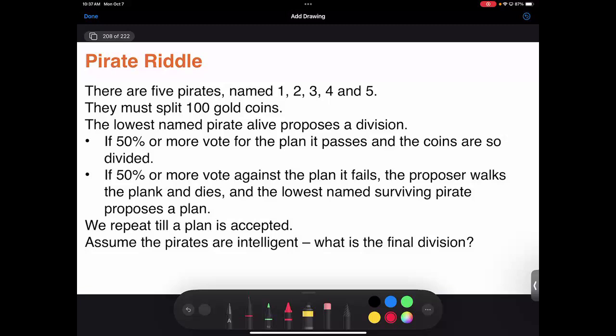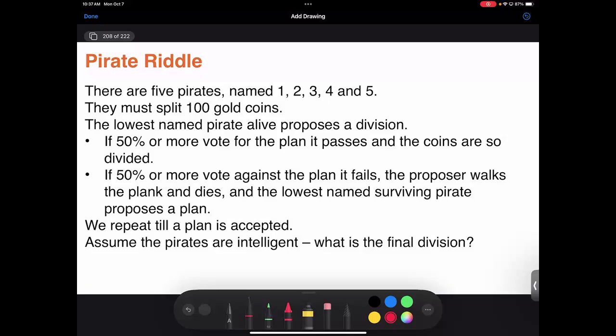Oh, you've all seen this one? Did we talk about this? Not in class. Okay, we talked about it privately. How many of you have not seen this? When we talked about it, did we talk about some of the interesting twists on it?